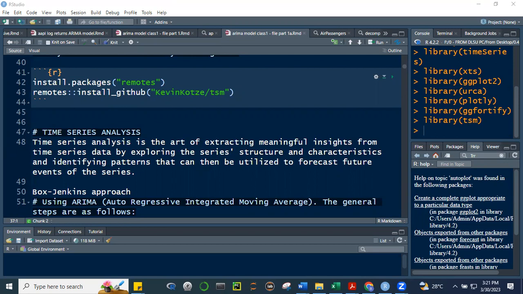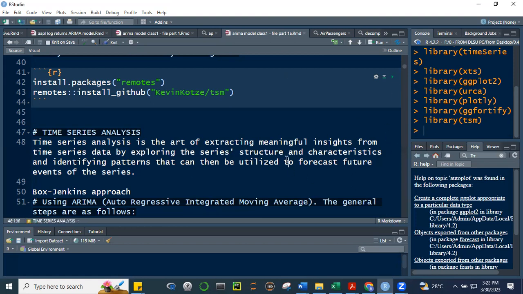Should be able to load. Okay, thank you, Margaret. Because we're going to use TSM in getting the autocorrelation function and partial autocorrelation function. Okay, good. Thank you. All right, so let's give your classmates a few more seconds. All right. So I hope everybody has loaded the TSM package in their computers. Okay, great. Thank you for your feedback.